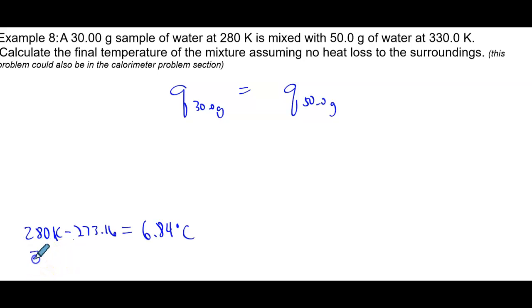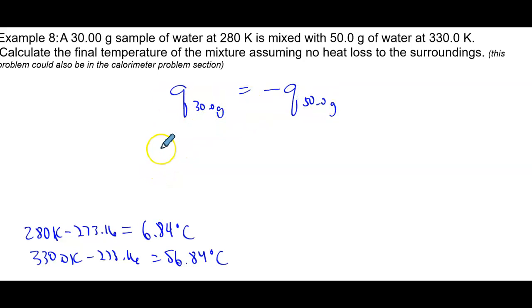And then we're going to take 330.0 Kelvin minus 273.16. So 330 minus 273, all we're doing is converting into Celsius here, is going to be 56.84 degrees Celsius. So which sample size is warmer? The 50 is warmer, so that's going to get the negative. It's going to release heat to the other side, right? So this is releasing heat because it's warmer.